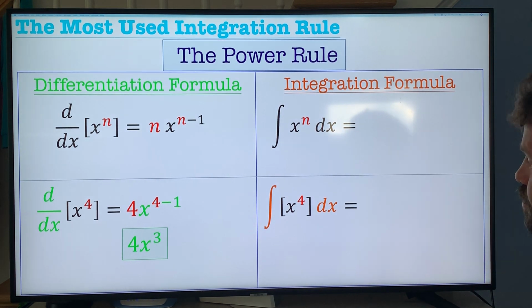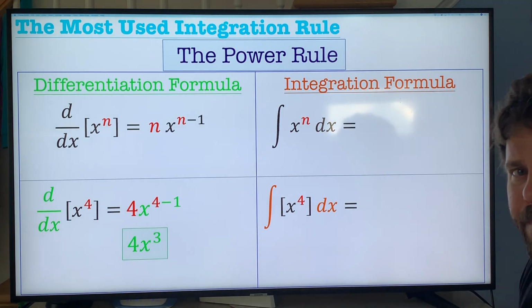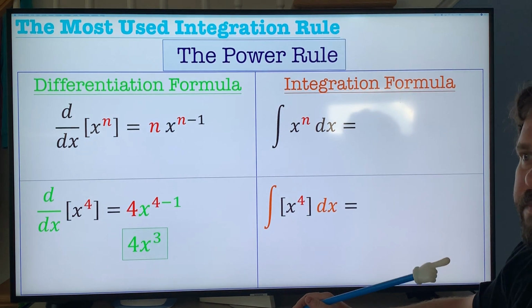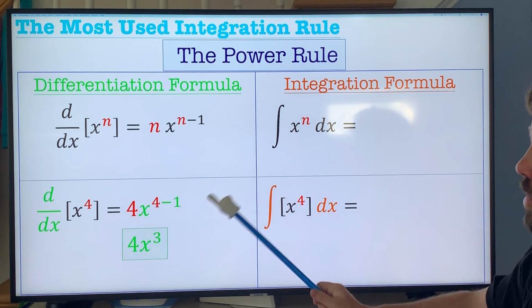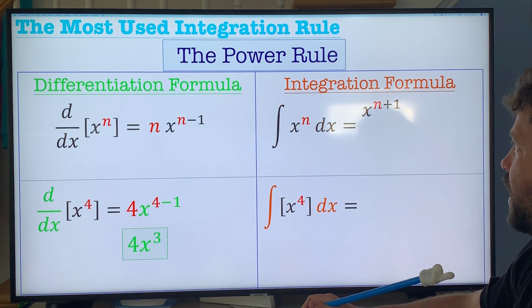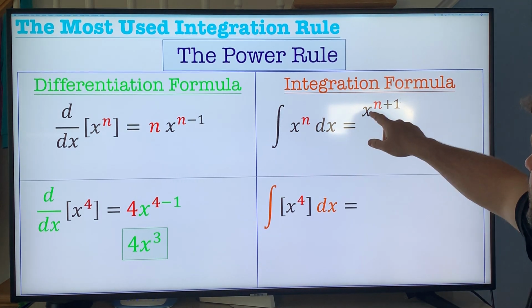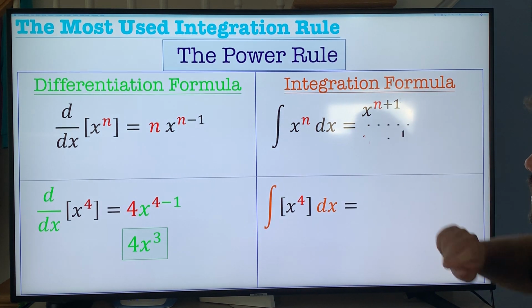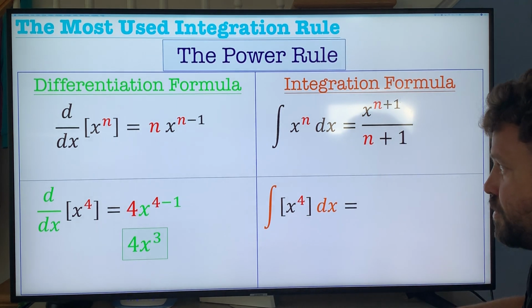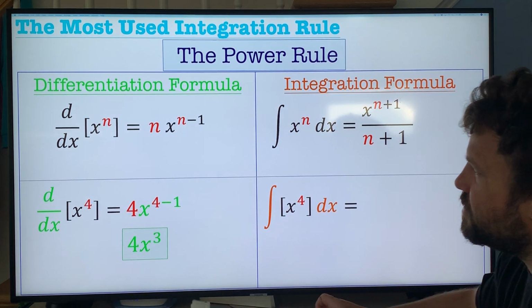Integration formula. Going to do opposites. So how do you think this works? What's the inverse of n? 1 over n. What's the opposite of n minus 1? N plus 1. So it's x to the n plus 1. Instead of times n, it is divided by n. But you also have to add a 1 to it. Okay? Now let me show you how this works, because we're doing the opposites.